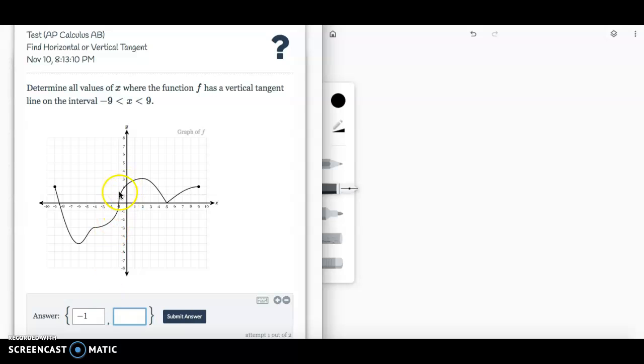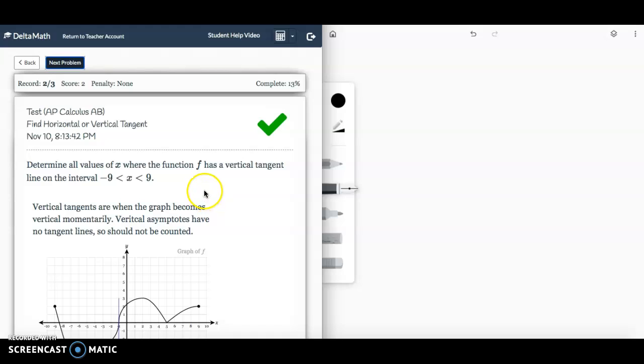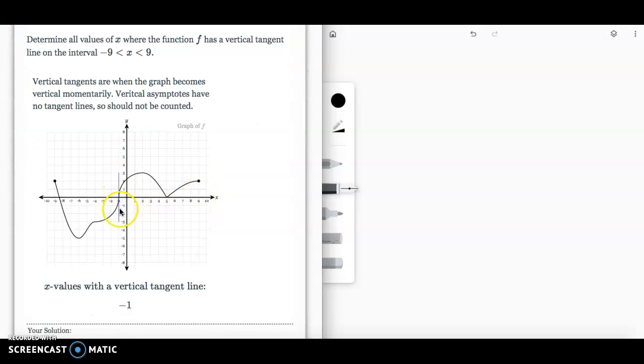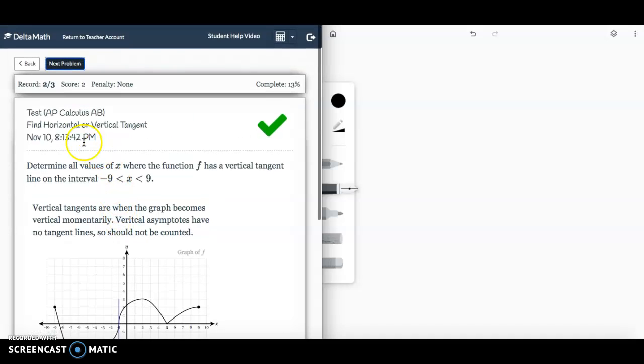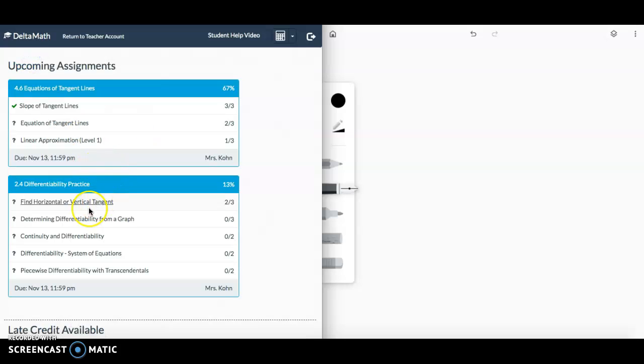1, 2, and then at 5 there would be a cusp, and that's about it actually. So I think that is it. -1 would be my only answer. Yepers. Cool. So that's how that works. I think the next one, yep, it's just another horizontal one. So you can work through those.